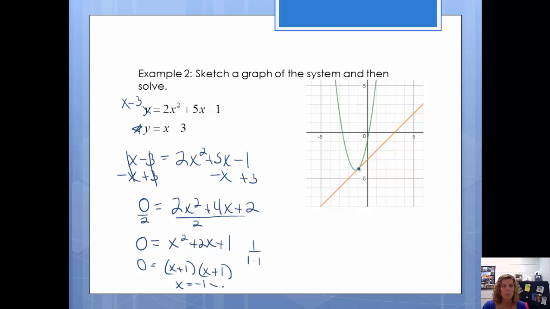And then to finish it up, we're going to take that answer and put it in for our x in our start equation. So I'm going to get y equals negative 1 minus 3. Negative 1 minus 3 is negative 4. So that point of intersection is going to be negative 1, negative 4. And notice that does match. It goes to the left 1 and then down 4. And we got it. So hopefully now you know how to solve a nonlinear system.